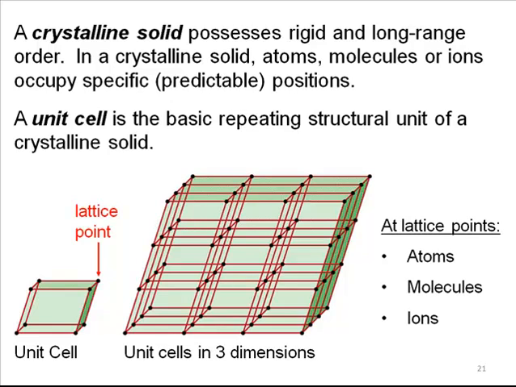At the lattice points are usually atoms, molecules, or ions. There's not empty space at the lattice point. So for that unit cell, it would have 8 lattice points? Correct. And so lattice points are atoms, molecules, and ions. Again, there can be things in the middle of the unit cell as well.